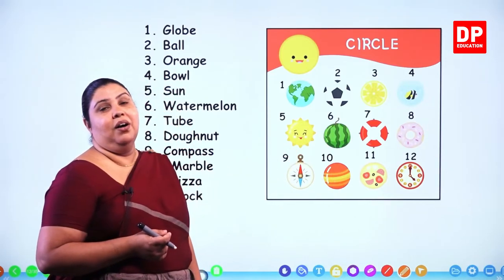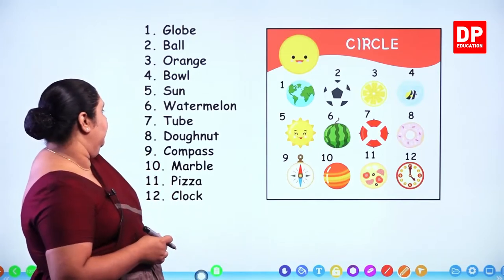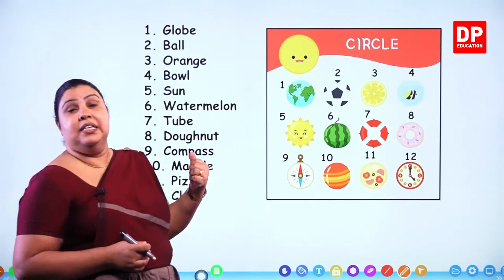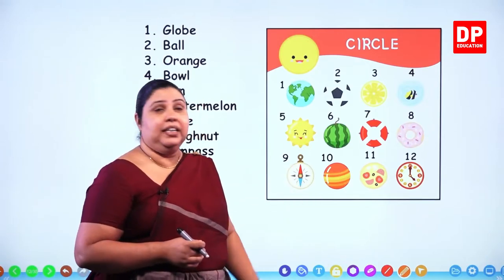So donuts are always in the shape of a circle. Number 9, compass.